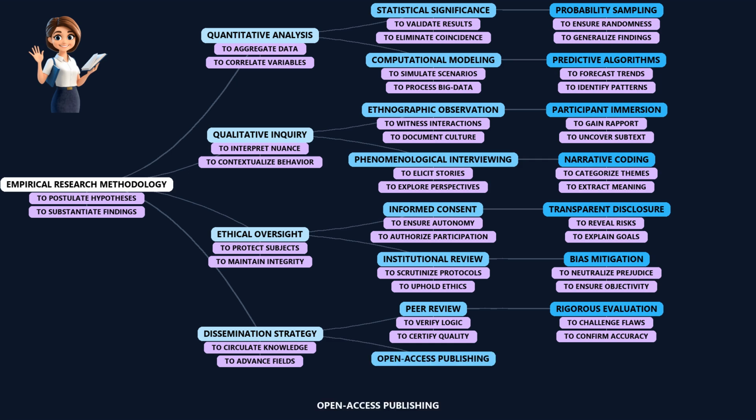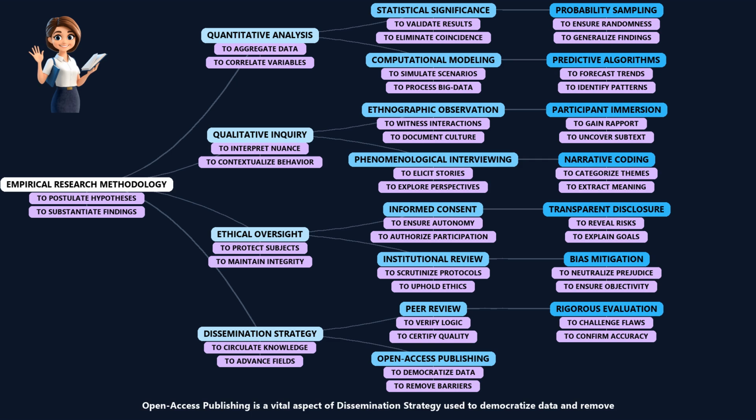Open access publishing. Open access publishing is a vital aspect of dissemination strategy used to democratize data and remove barriers. Basically, we are making our research free for everyone in the world to read on the internet.